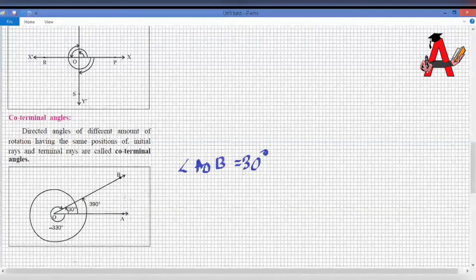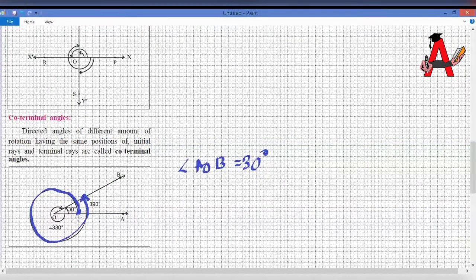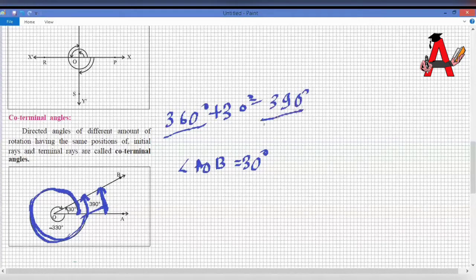Now I go from here, rotate it, and come back to this point. So I've started from OA and gone all the way and touched B. In this case, I have completed one complete circle, and one complete circle is called 360 degrees. From here to here, I have covered a further 30 degrees. So 360 plus 30 degrees is equal to 390 degrees. Now these two angles, 390 degrees and 30 degrees, are said to be coterminal.